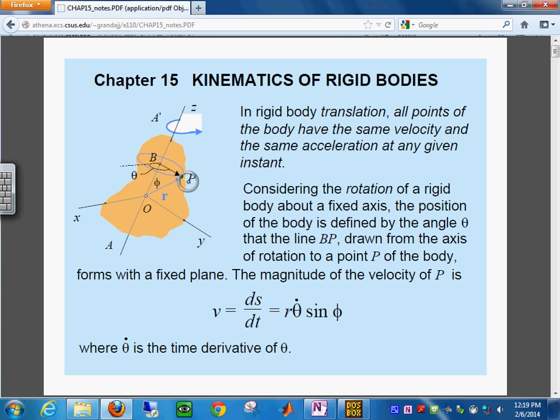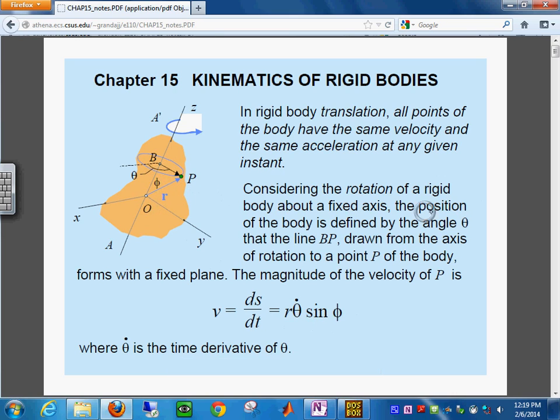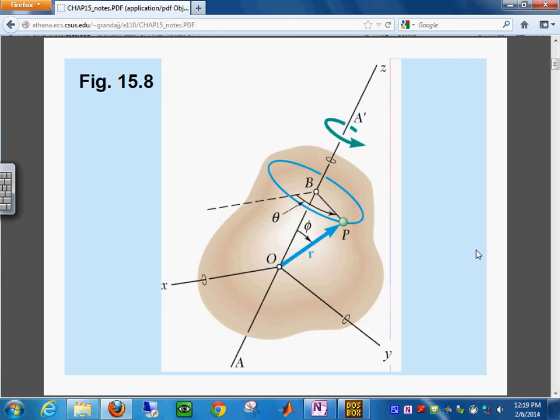So if we consider the rotation about the fixed axis, the magnitude of the velocity, as if z would be a fixed axis, the magnitude of the velocity at this point would be ds/dt, which would be the arc that it describes, and you can write it as r theta dot sine phi, phi being the angle between the axis and the position of that, which is the vector r. So in here, let's go to the next slide. In here, you can see it a little more clear.